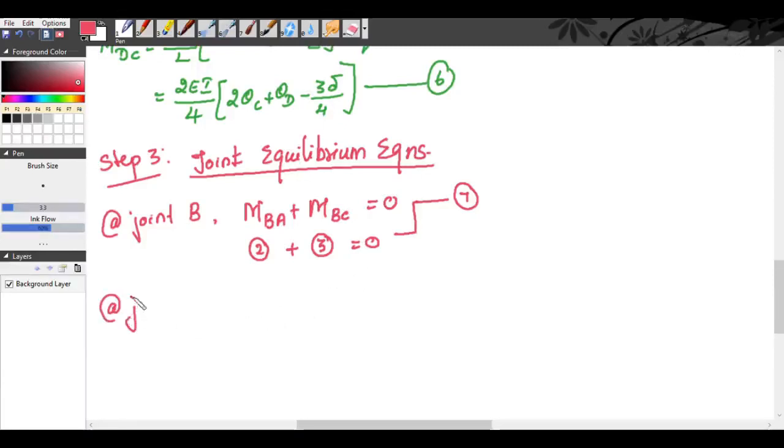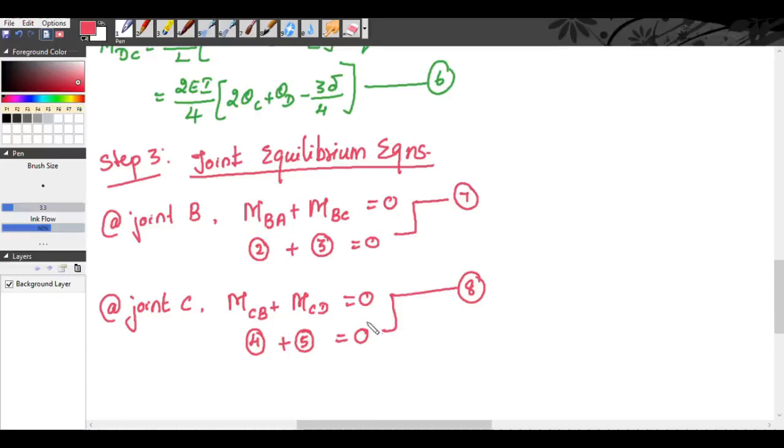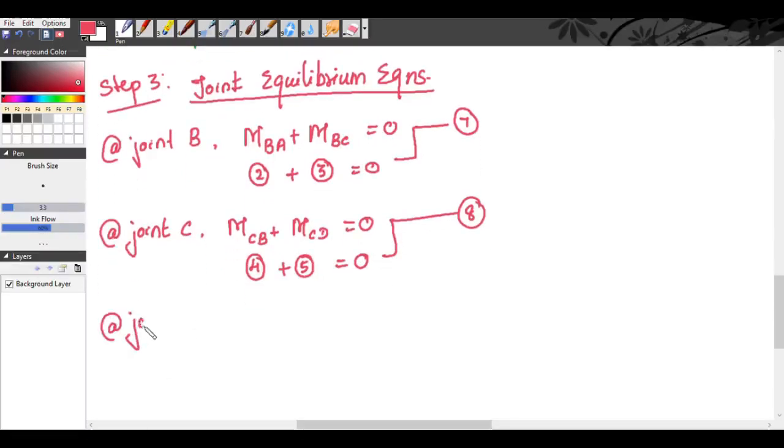Now, at joint C, MCB plus MCD is equal to 0. This is our equation number 8. So MCB is actually equation number 4 plus MCD is equation number 5 is equal to 0. Now, at joint D, MDC is equal to 0. This is equation number 9. What is MDC actually? Equation number 6.